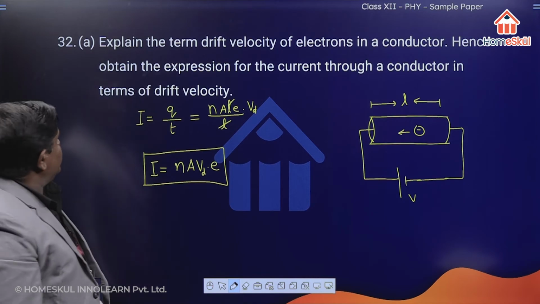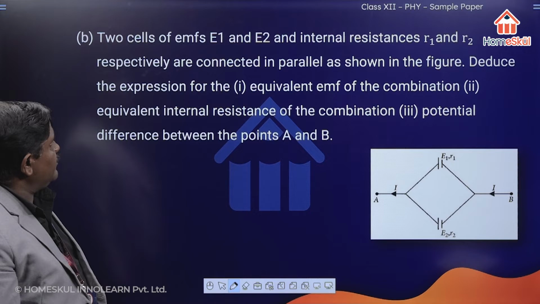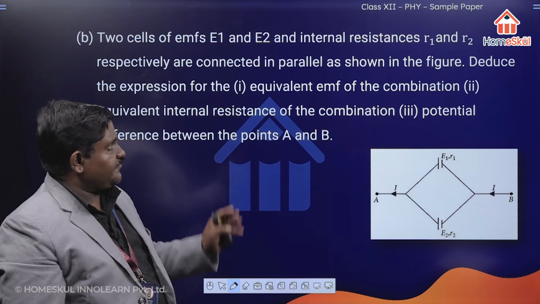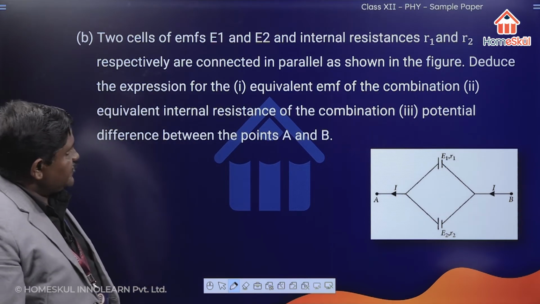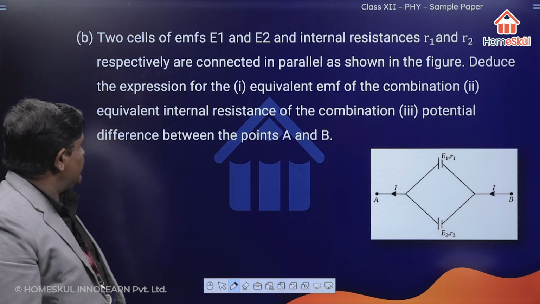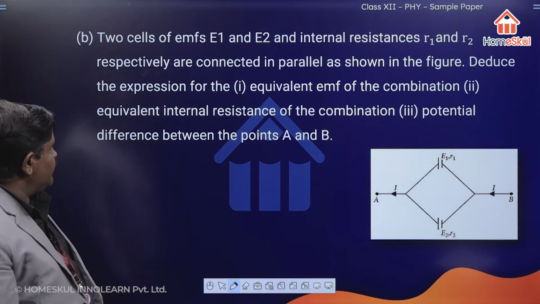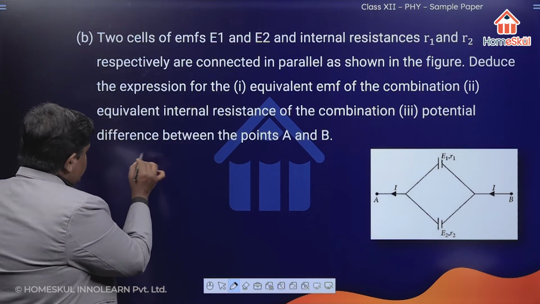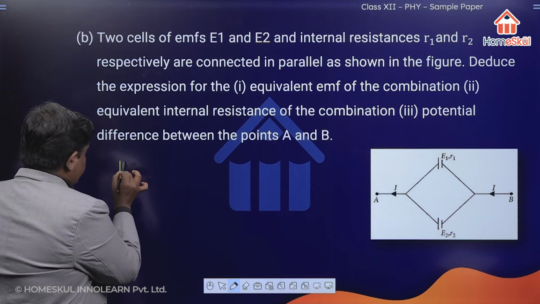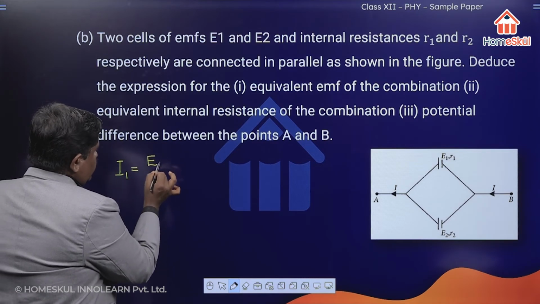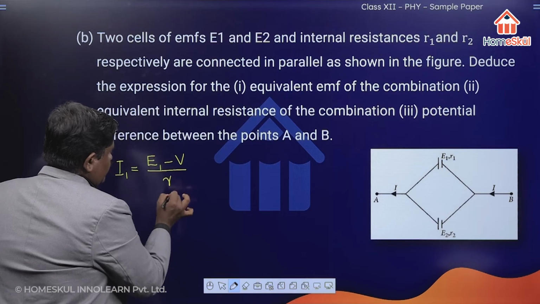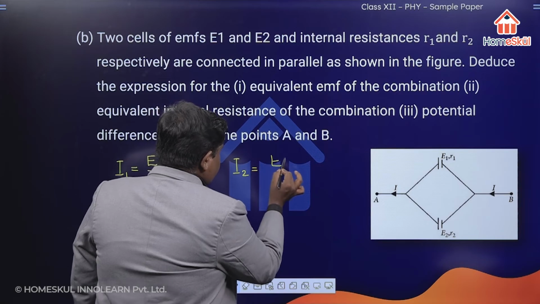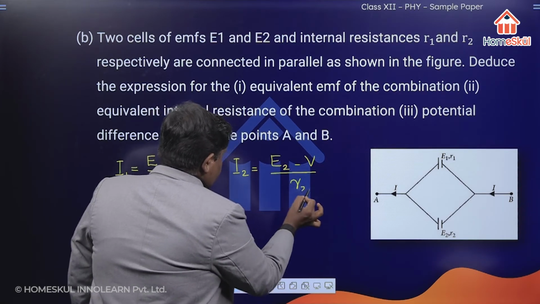Clear? Okay, now the next one: two cells of EMF E1 and E2 and internal resistance r1 and r2 respectively are connected in parallel as shown in the figure. Deduce the expression for first, the equivalent EMF of the combination; second, the equivalent internal resistance of the combination; third, the potential difference between the points A and B. Before that, we have to write the expression for current: I1 is equal to (E1 minus V) by r1. Then I2 is equal to (E2 minus V) by r2.